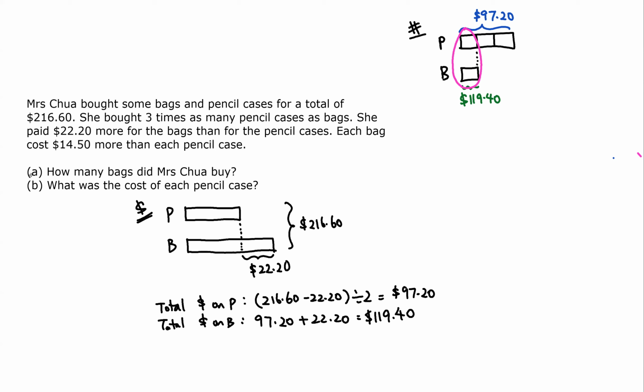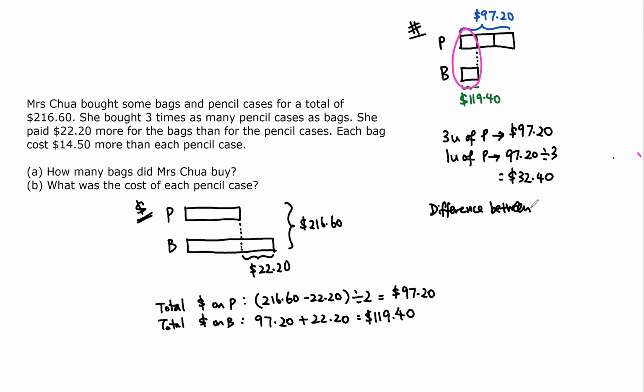Okay, which means for the pencil cases, if 3 units of pencil cases P cost us $97.20, 1 unit of pencil cases will cost us $97.20 divided by 3, and that will give me $32.40. Okay, and 1 unit of bag, we already know that is $119.40. So the difference, now this is where the grouping concept comes in. The difference between 1 unit is that's going to give you the biggest clue.